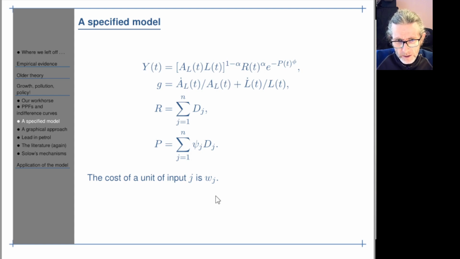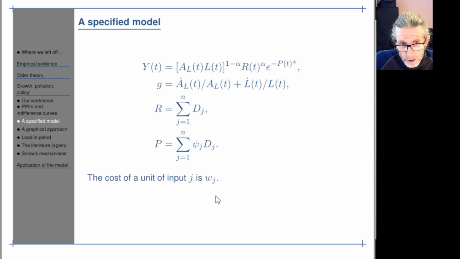We've got Y, so GDP or production, is (A L)^(1 minus alpha) R^alpha. So that is effective labor, Cobb-Douglas with effective labor and the resource input. And then it's knocked back by a pollution term which is less than 1. It's e to the minus pollution to the phi. So e to the minus something is always going to be less than 1, right? If the something is 0, then that's 1. There's no sort of knockback from pollution. As pollution goes up, we knock back production more and more, okay?